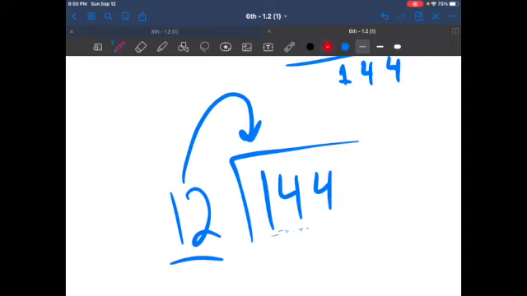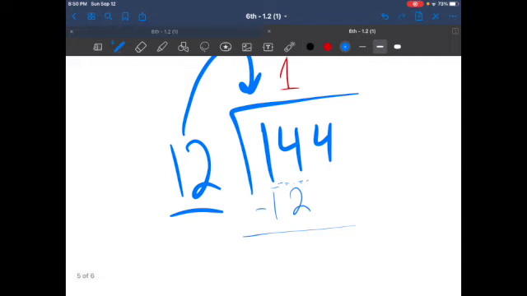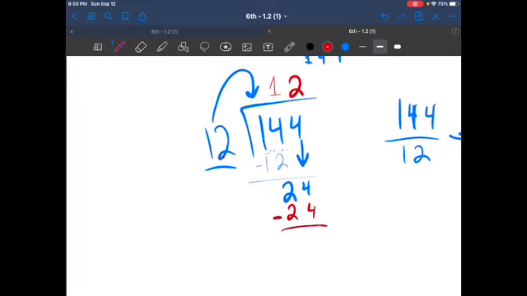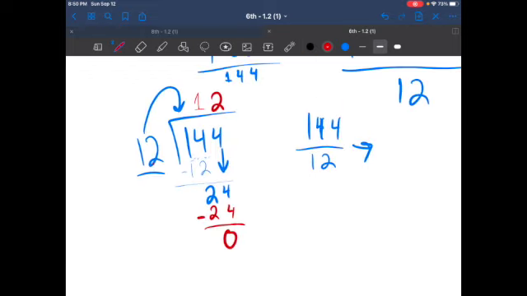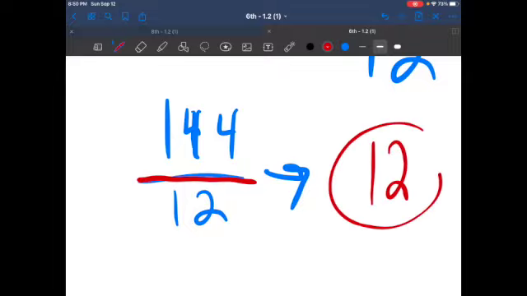Well, we know we can fit into there one time. So 12 times 1 is 12. We're going to subtract that. And 14 minus 12 is 2. Drop down the 4. How many times can 12 go into 24? Well, that's going to give you 2 times. So 2 times 2 is 4. 2 times 1 is 2. And 24 minus 24 is going to give you 0. So it looks like 144 divided by 12 is going to give you 12.